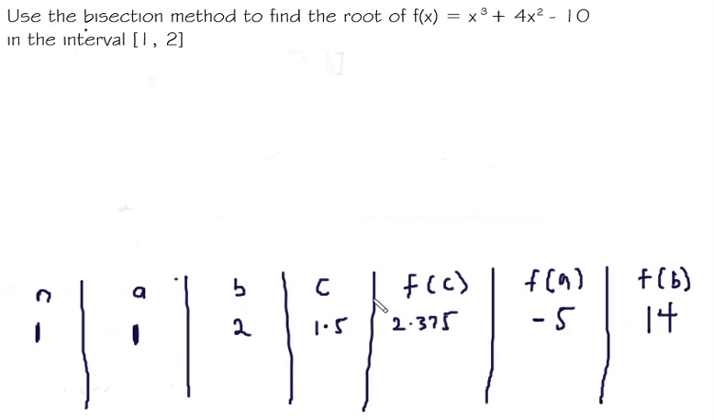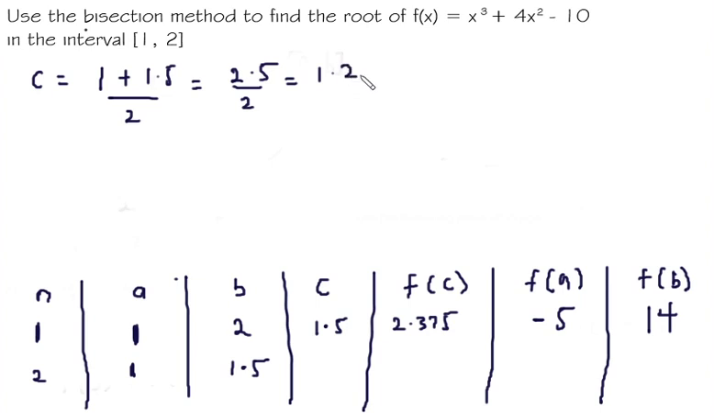Okay, so for our second iteration, our a still remains our a. So this is 1, and then our b becomes 1.5. So we are now ready to start our second iteration. So for our new c, we know that c is equal to (1 plus 1.5) divided by 2. So 1 plus 1.5 is 2.5, divided by 2, is 1.25. Okay, so our new c is 1.25.